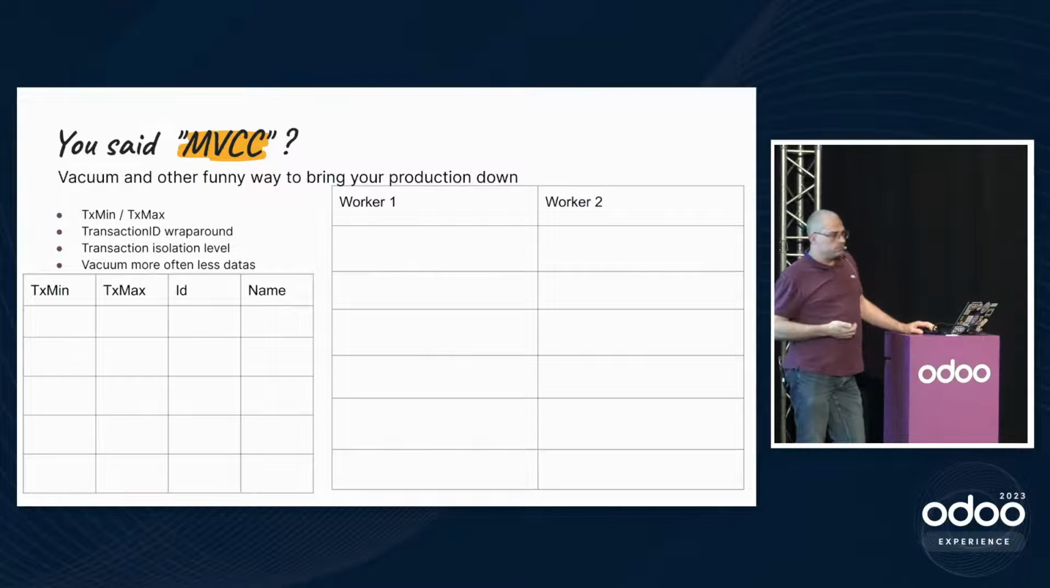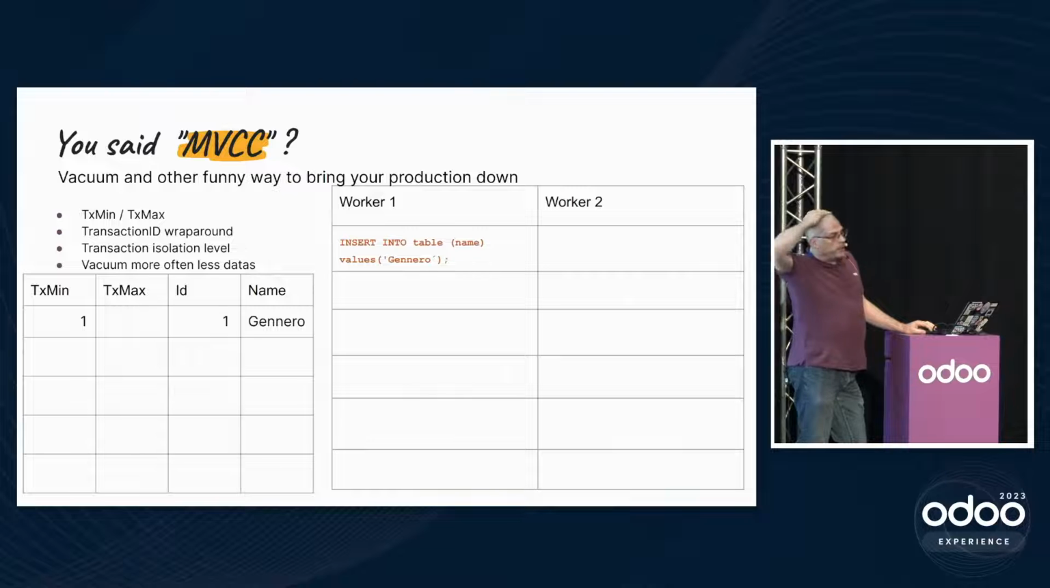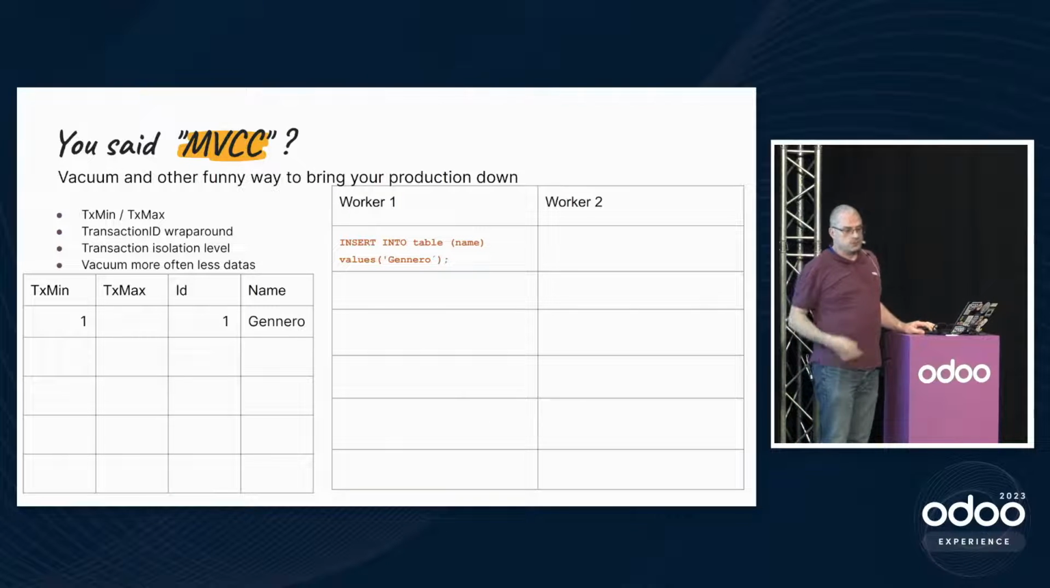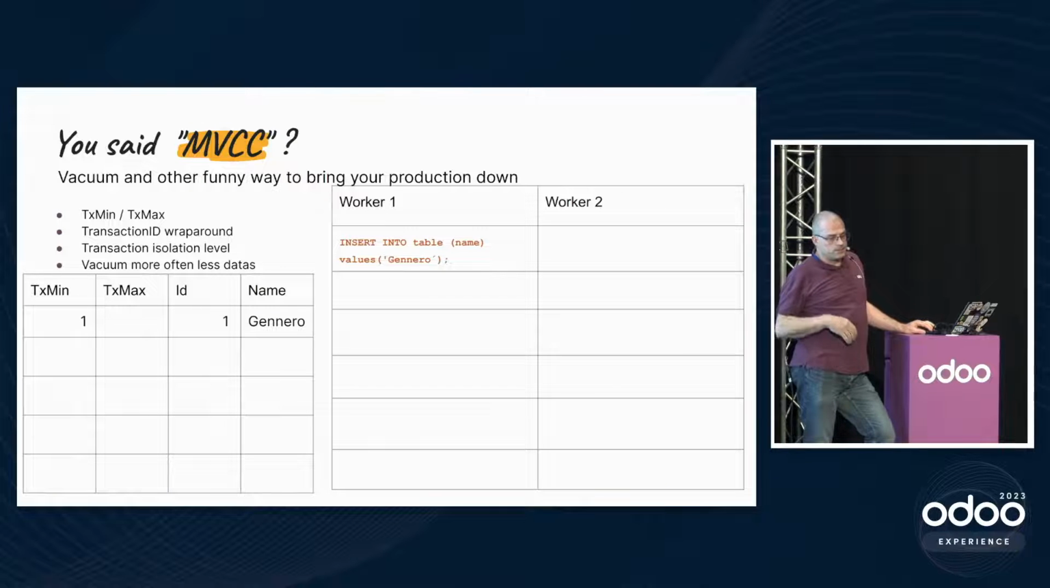Why do you need to vacuum? A bit of explanation on how it works in PostgreSQL. We'll create a record. Each transaction in PostgreSQL gets an ID. This ID is an integer. Each call to Odoo is within a transaction. That means each call in Odoo gets a transaction ID and so on. So if a first worker in Odoo creates a record, here is mainly what is happening. There are two hidden columns you don't see in PostgreSQL, called transaction min and transaction max.